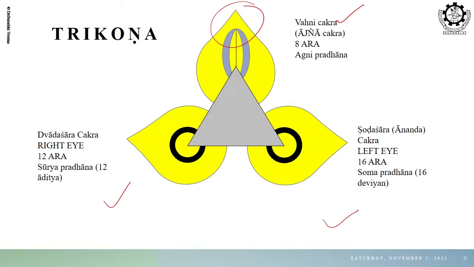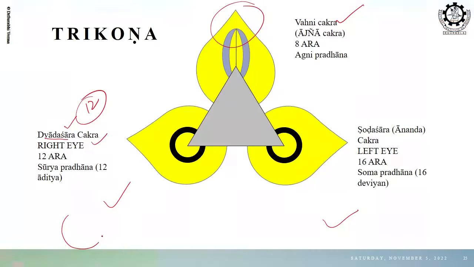This is understood as Dwadashara Chakra because Dwadash means 12, 12 arrays. Just like if you recollect the structure of Sudarshan Chakra, it has these kinds of arrays. In the cycle we have so many arrays, right? If the number is 12, that will be Dwadashara. If the number is 16, it will be Shodashara. So here it is Dwadashara, here it is Shodashara. Shodashara is on the left side and Dwadashara is on the right side. And in between, in the Bhrumadhya, that is Ājñā Chakra, which is Vagni Chakra, it has 8 arrays.